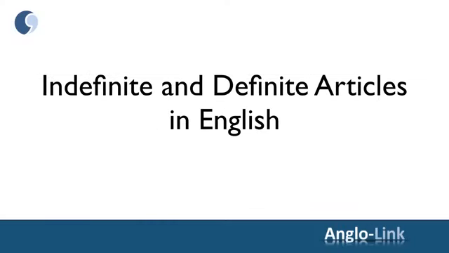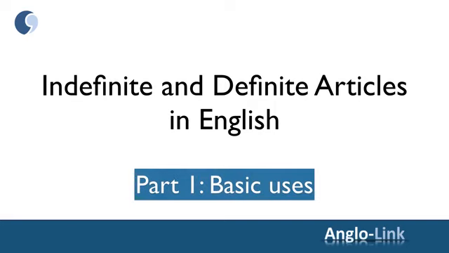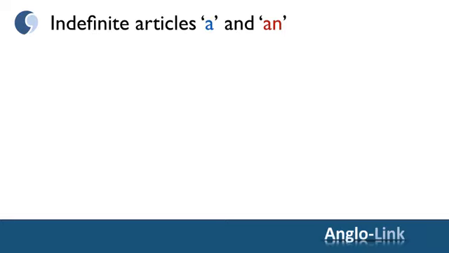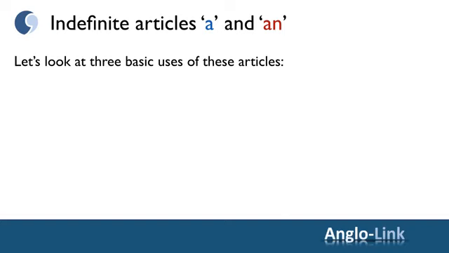Indefinite and definite articles in English. Part 1. Basic uses. Let's look at the basic uses of articles a, an, and the. Let's start with indefinite articles a and an. Here are three basic uses of these articles.